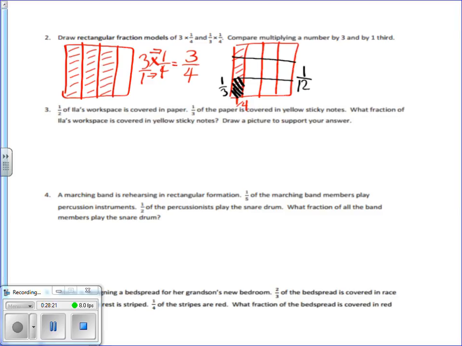So, 3 times 4 equals 12. So 1/3 times 1/4 equals 1/12. So if I were to compare the two, what do I see? What do I figure out?